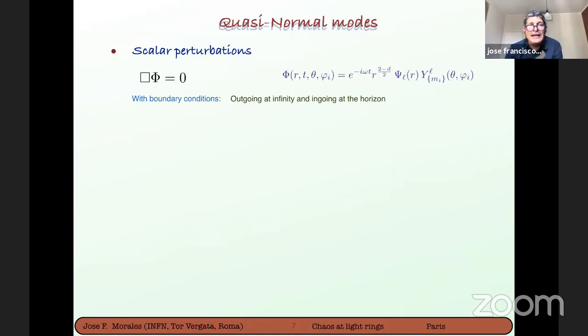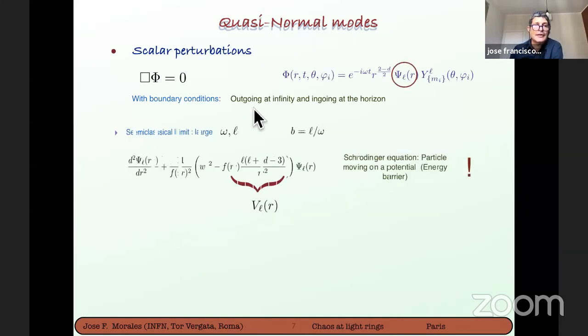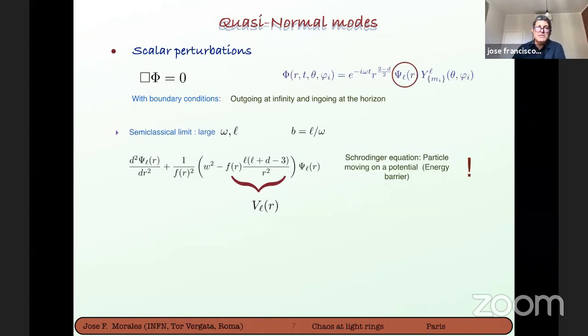Okay, what are quasi-normal modes? Quasi-normal modes are the response of black holes to small perturbations around the geometry. And the simplest perturbation you can think of are scalar perturbations. In this case, quasi-normal modes are just solutions of the wave equation with boundary conditions outgoing at infinity and ingoing at the horizon. Now, if you consider the limit in which omega and L, you expand this phi in spherical harmonics, L is the angular momentum.